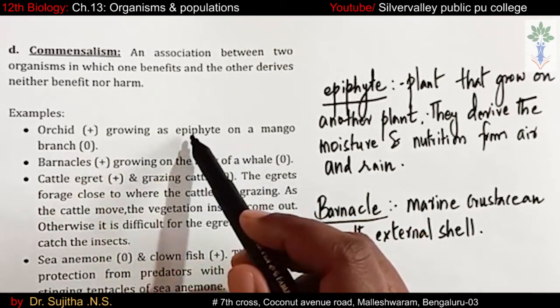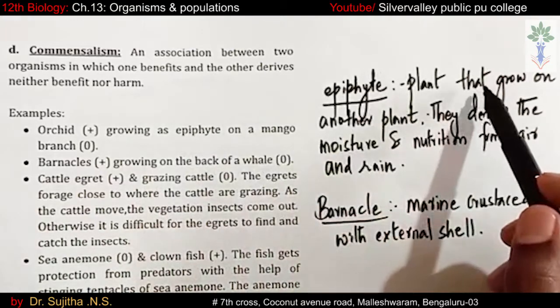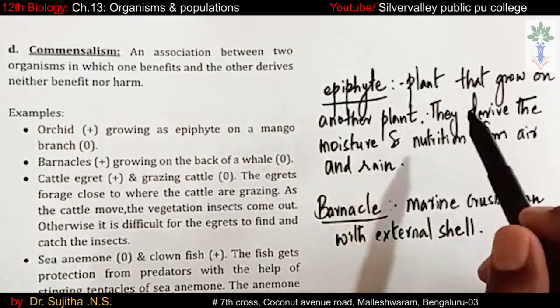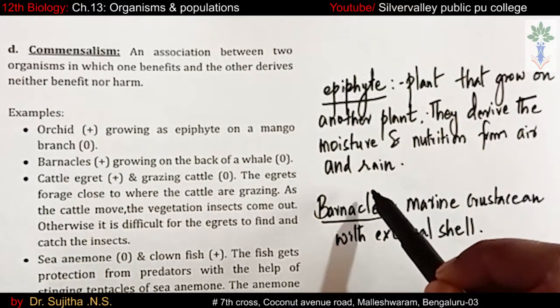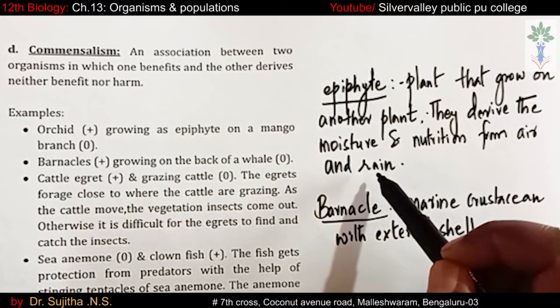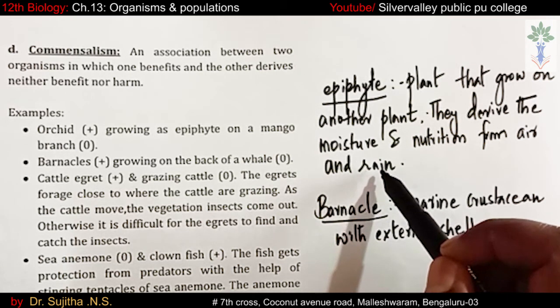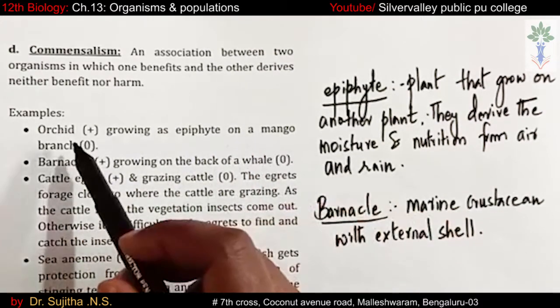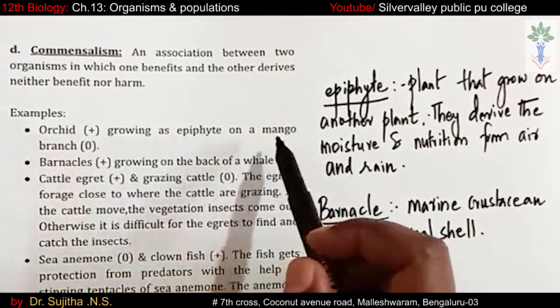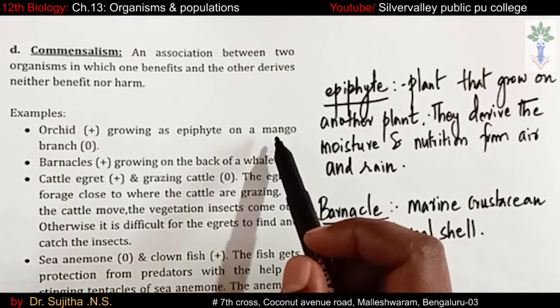So what is the meaning of an epiphyte? An epiphyte is a plant that grows on another plant and derives the moisture and the nutrition from the air and the rain. Since it is deriving the nutrition and the moisture from the air and the other sources, it will not affect the mango plant. The orchid is simply dependent upon the mango plant for the support.